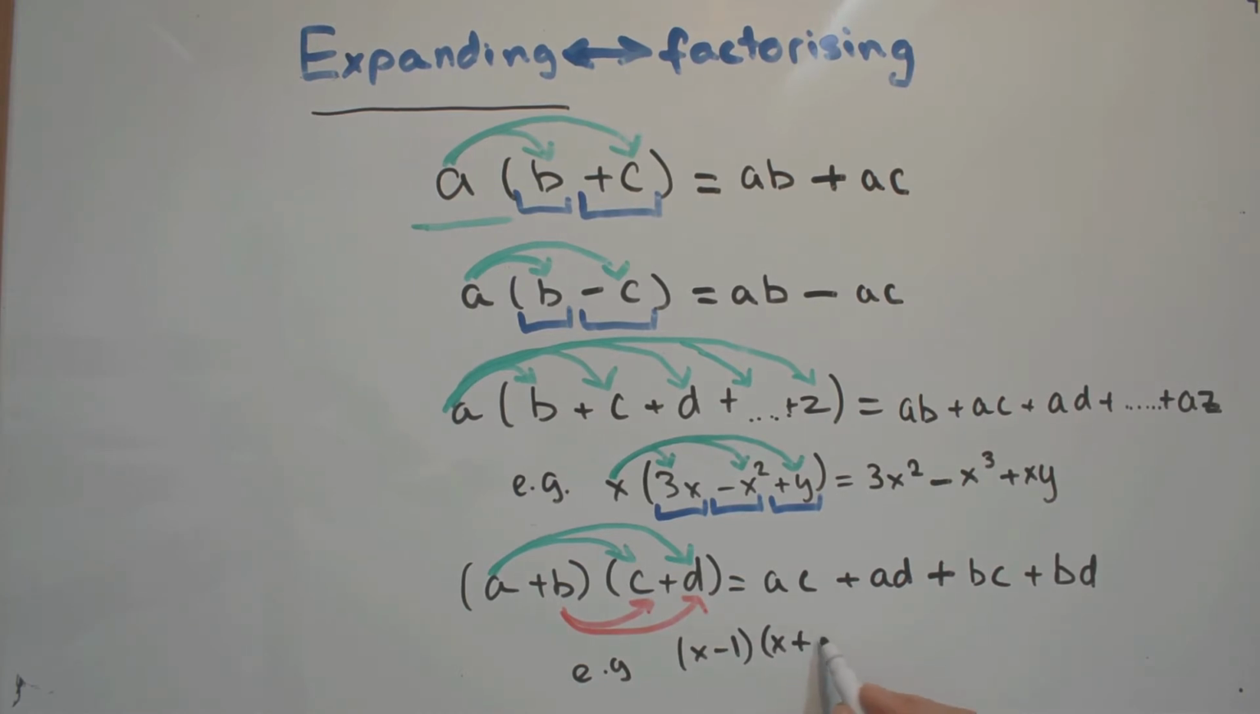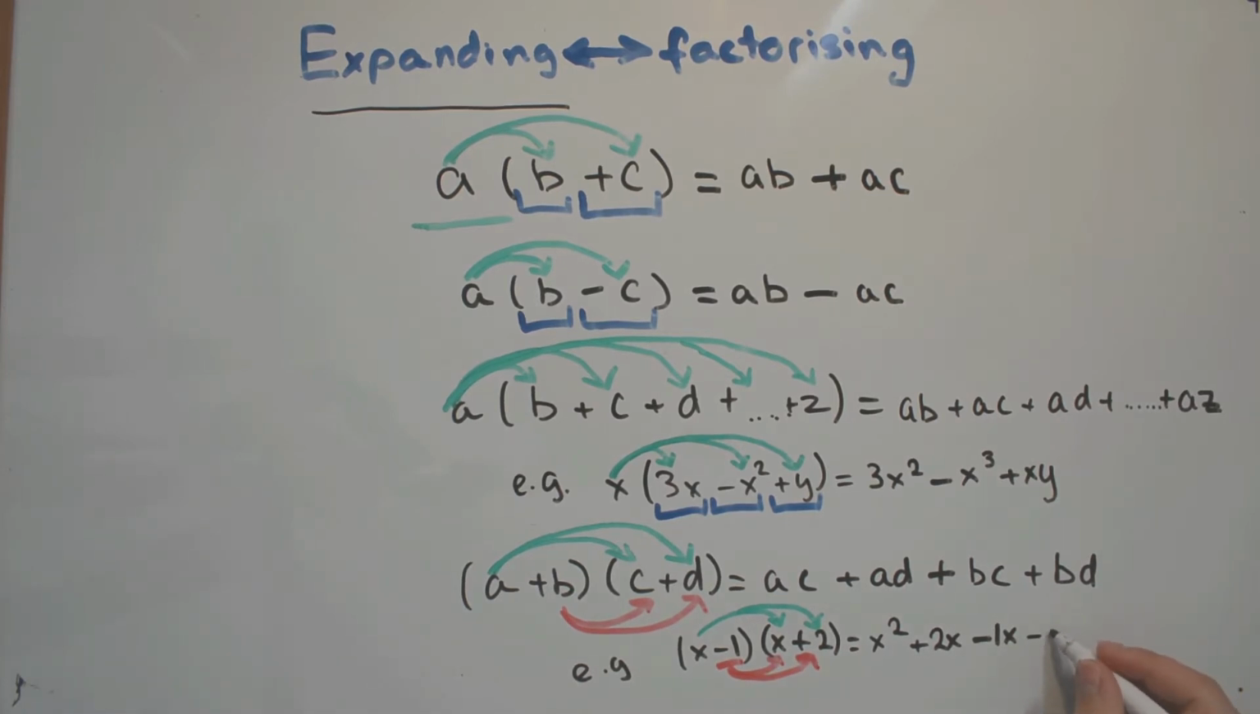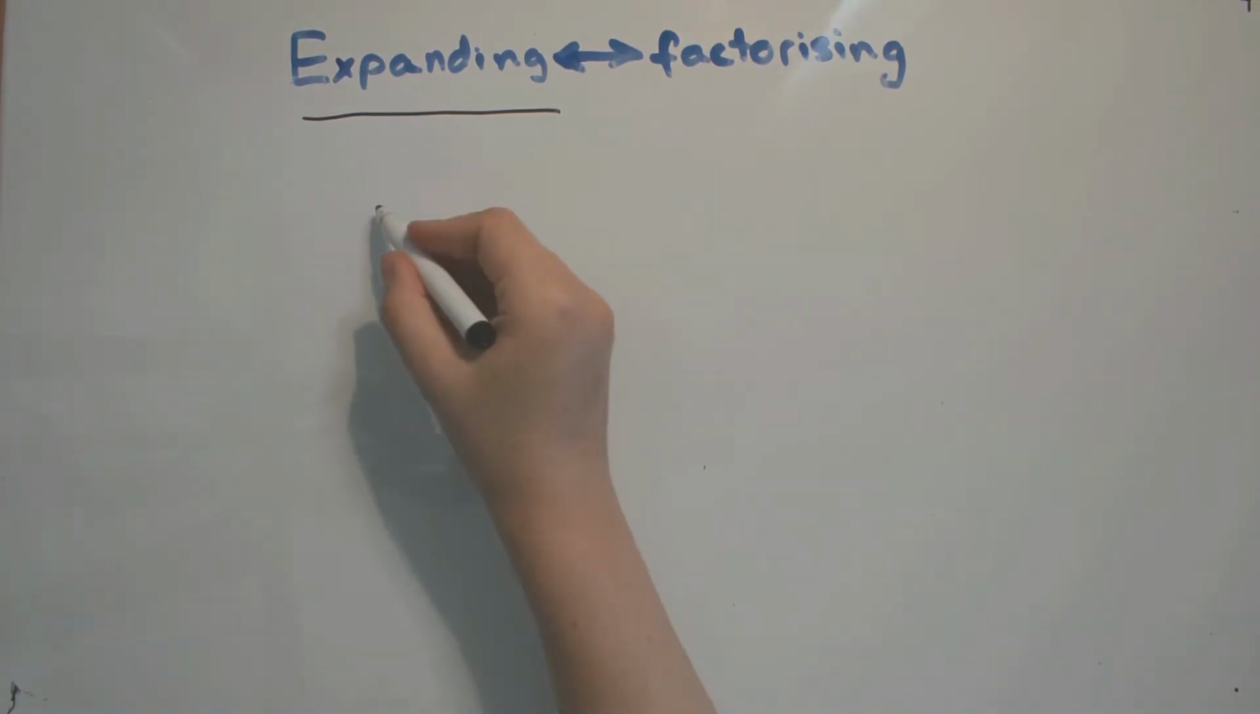Okay, as an example we will look at x minus 1 times x plus 2. So the first you multiply x by x, which is x squared, x times 2 is plus 2x, and then you times in minus 1 by the second bracket, so you get minus x and minus 2. Okay, now I'm gonna simplify it a little bit because there is two parts that just have x, so it becomes x squared plus x minus 2.